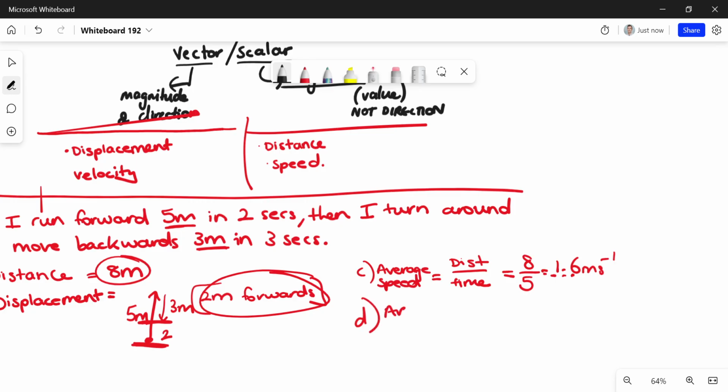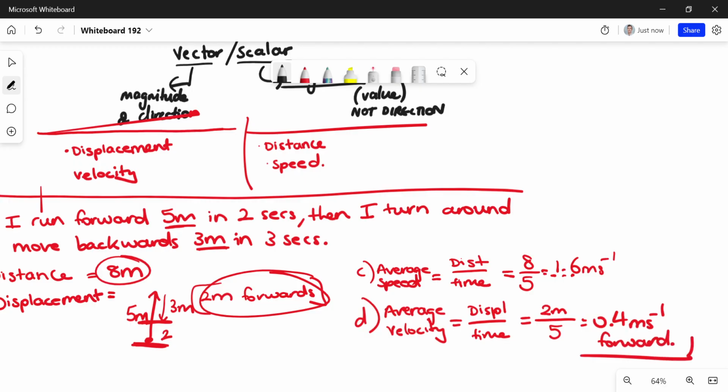If I then look at a part D to this question, I say, well, what is my average velocity? Then what we'd be saying here is that that is a displacement divided by time, and that's because velocity and displacement are our vectors, and they need to stick together for these questions. The displacement we've already said was 2 meters forwards, and we've said that the time is still going to be the same here, which is 5 seconds overall. So we've got 2 divided by 5, and if you put that into your calculator, you'll get an answer of 0.4 meters per second. But again, this needs a direction because it is a vector. So I'll get 0.4 meters per second forward.